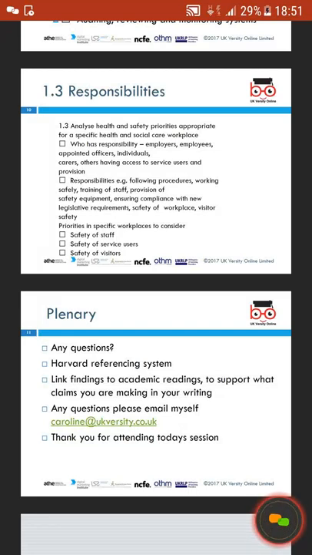I'd just like to mention that with your readings, use academic readings such as your books and journal articles to support what you're saying. So if you're talking about legislation, find some readings that back up what you're saying. Make it an academic source, or put your references in there.